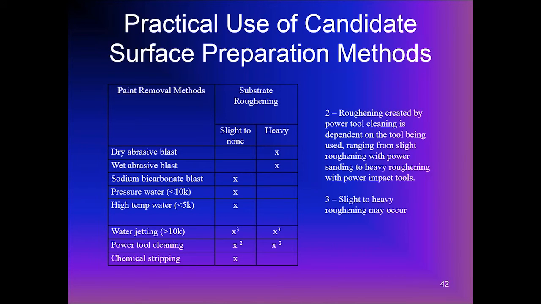Next question, what about the roughening? Dry blasting and wet, definitely heavy roughening, and it can be extremely heavy. So you need to check that out in advance before you start to use it. Bicarb and all the water methods, really essentially slight to no roughening, except when we get to water jetting. When we get to water jetting, as you saw from the examples I showed you, you can get some pretty heavy roughening with water jetting. Power tool cleaning, you can control it with sanding to have no roughening. If you go to scabbling methods or impact tools, you will definitely have roughening. Chemical stripping basically doesn't distort the substrate at all in masonry. It won't roughen it.